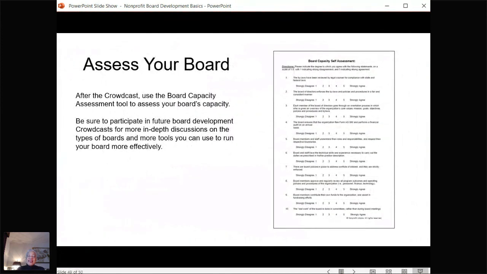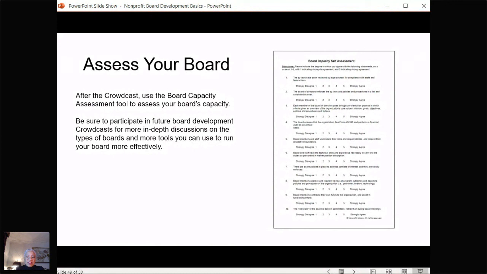So the last thing I'm going to ask you to do, and we're not going to do it here because we don't have time, and I wouldn't ask you to do it here anyway. In the comfort of your own environment, I want you to assess your board. There's a board assessment tool in the handout. So if you click onto that link, you will get a box folder, and it will also have this board assessment. It's a 2-page assessment.